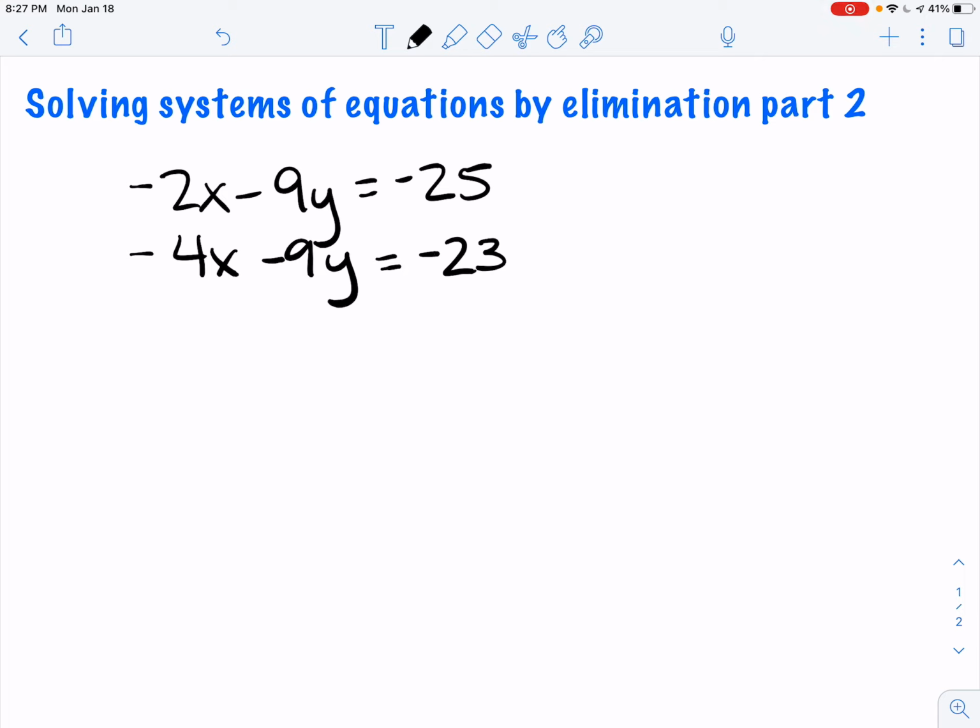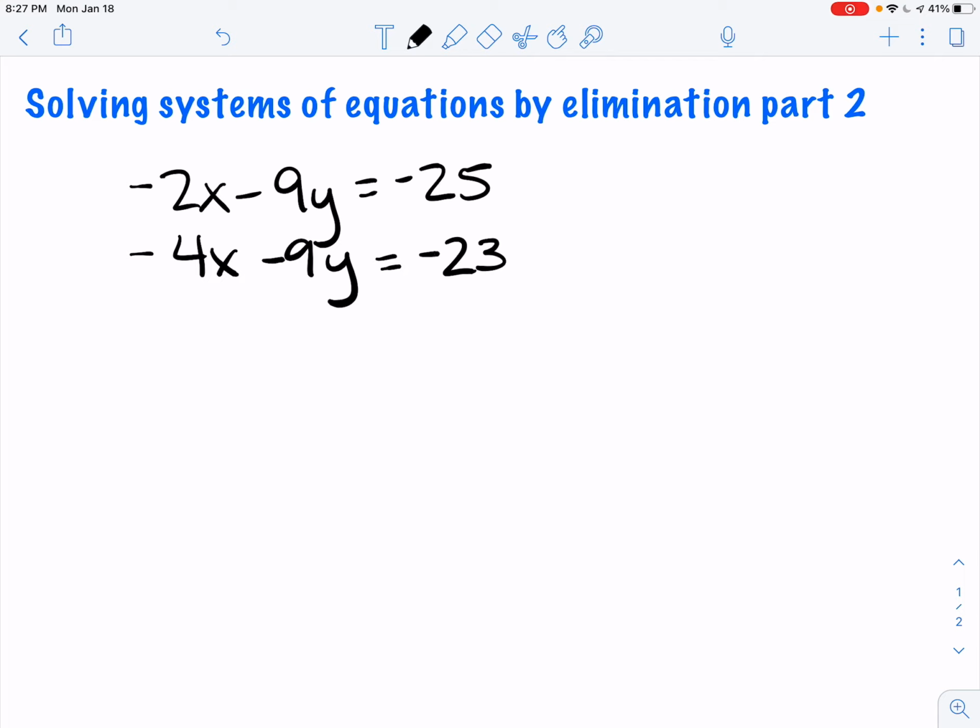columns. So in this problem here, again, you can see I've got my x values lined up, my y values lined up, my equals are lined up, and my constants are lined up. But when I look and I say if I add these two together, will something eliminate? I cannot see where anything will eliminate, but I notice that I have a minus 9y in both equations.